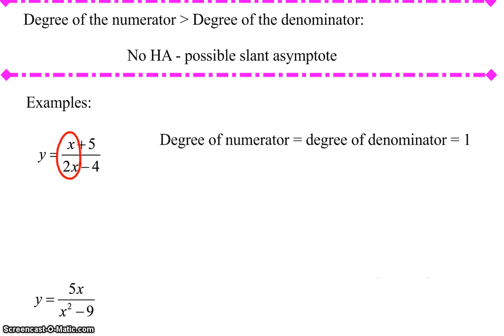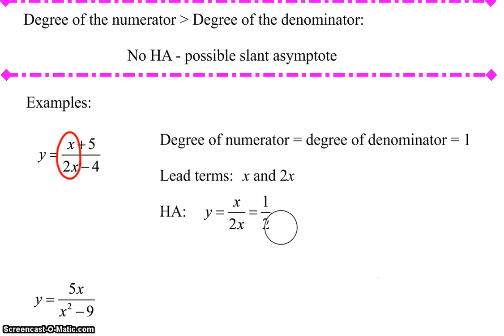That means I'm going to deal with the second rule, which is when they equal. And when they equal, the way you find the horizontal asymptote is to actually just divide out the lead terms. Our lead terms were x and 2x, and if I divide that out, what I get is y equals x over 2x, which the x's will cancel out, and when you reduce that, you get 1/2. So this particular problem would have a horizontal asymptote at y equals 1/2.